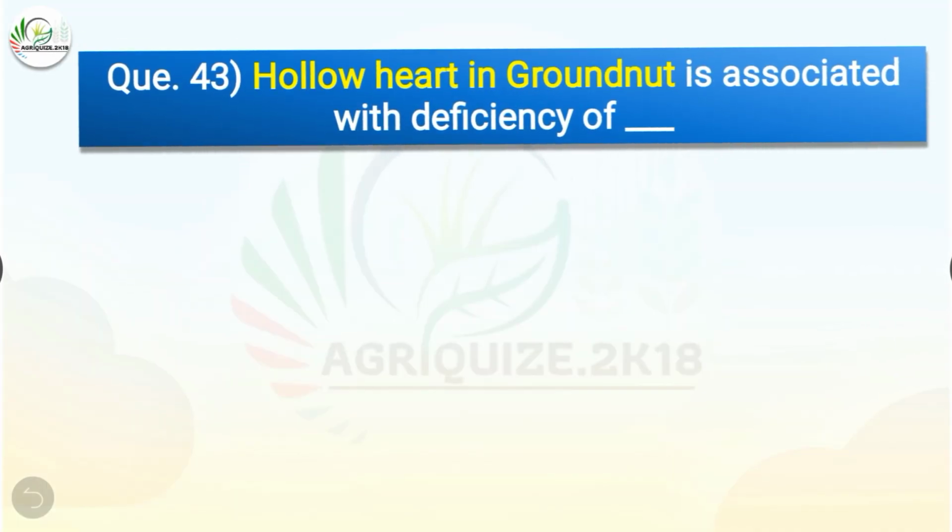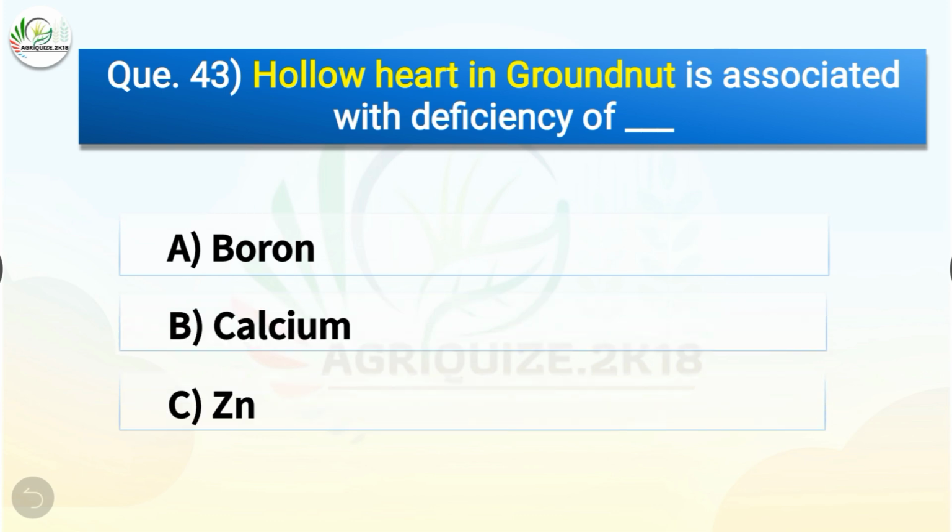Question number 43. Hollow heart in groundnut is associated with deficiency of dash. The options are boron, calcium, zinc or nitrogen. The correct answer is option A, boron. So the hollow heart in groundnut is associated with deficiency of boron.